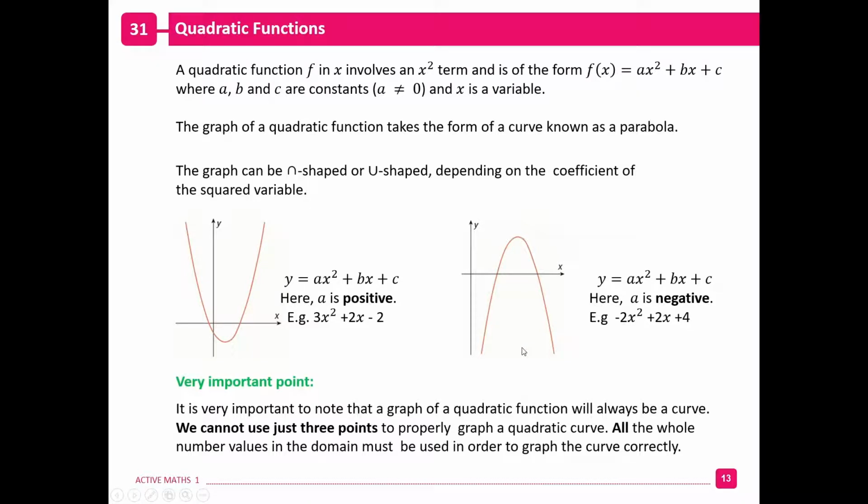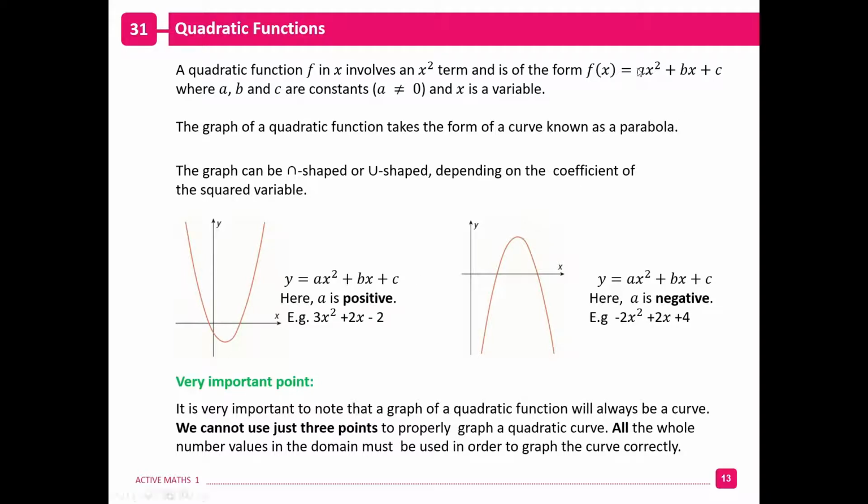Very important point. It's very important to note that a graph of a quadratic function, so we know that it will be a quadratic if there's an x squared, will always be a curve. And because of that, we cannot just plot 3 points like we learned to do with the linear functions. We learned that a line only needs 2 points, but we plot a third to make sure that we're correct.